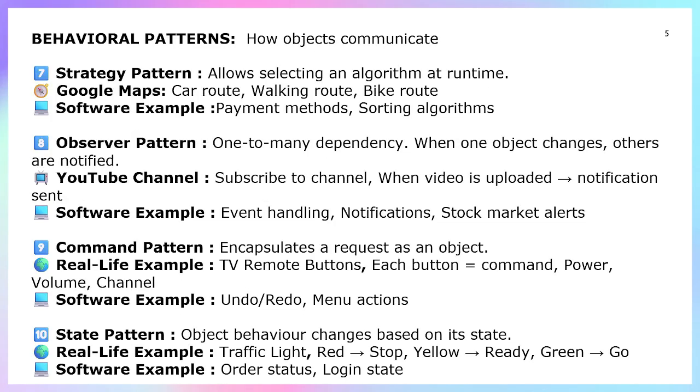Now behavioral pattern. Now object and class, how they can communicate. This we can know about the behavioral pattern. In the behavioral pattern, one is the strategy pattern. Starting from the beginning, the seventh one is the strategy pattern, right? Strategy pattern allows selecting an algorithm at any time. What is the meaning of that? Car routes, walking routes, bike routes. Means at runtime we are selecting the algorithm, right? This is called the strategy pattern.